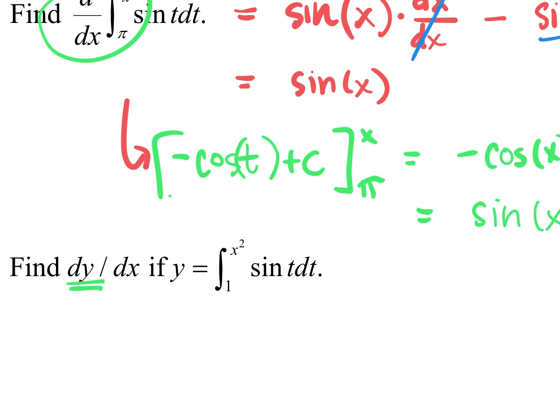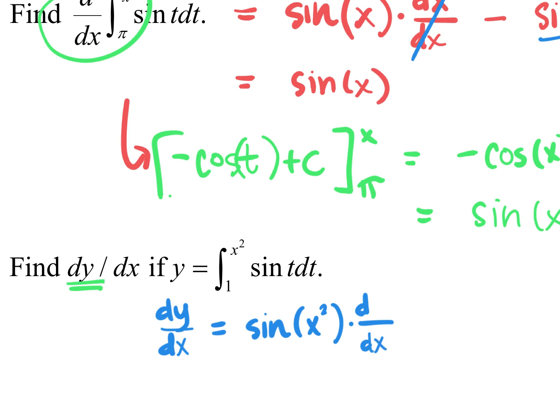Okay, so what will dy dx end up to be? Where will I end up back at? Sine. But what will get plugged into that? X squared is the upper bound. And then what will the derivative be? It'll be the d dx of what? Of x squared. What is the derivative of x squared? 2x, yeah. So let's just write it as that, 2x.